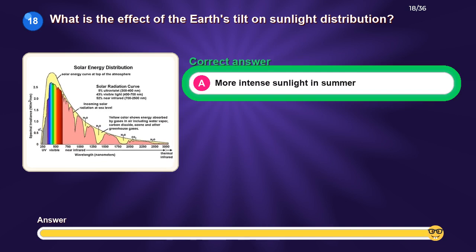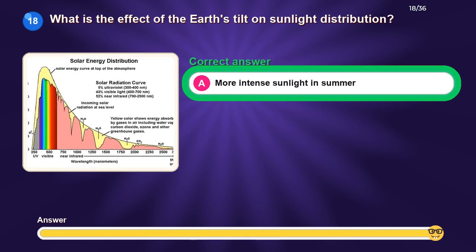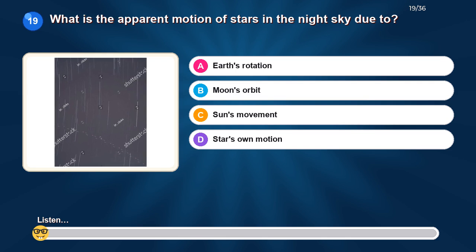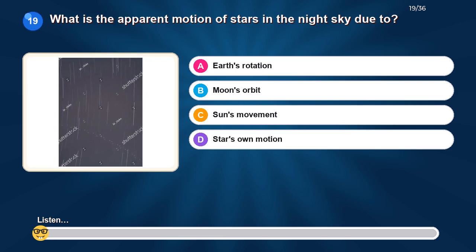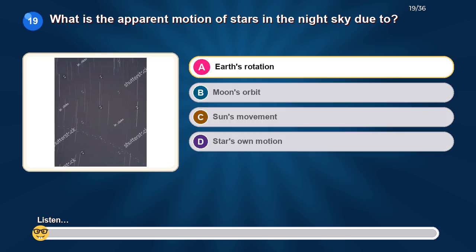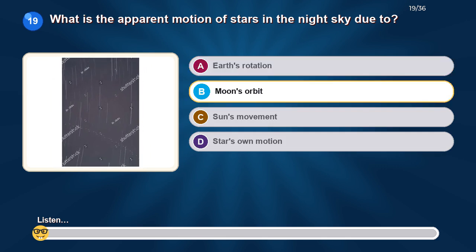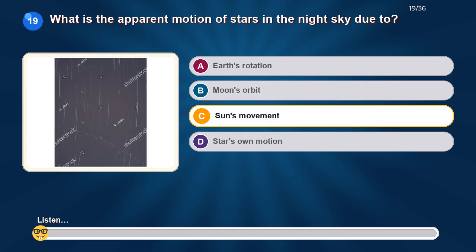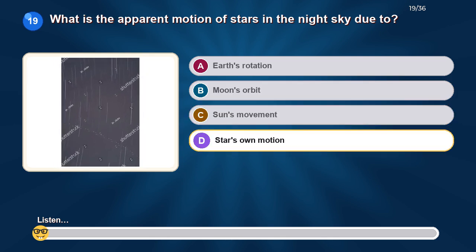The correct answer is more intense sunlight in summer. What is the apparent motion of stars in the night sky due to? Option A. Earth's rotation. Option B. Moon's orbit. Option C. Sun's movement. Option D. Stars' own motion.